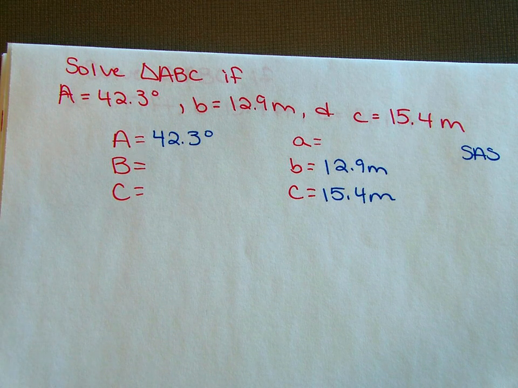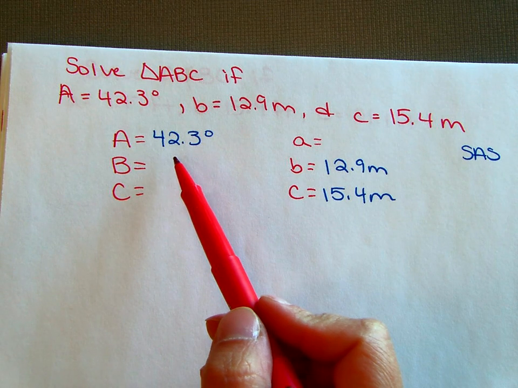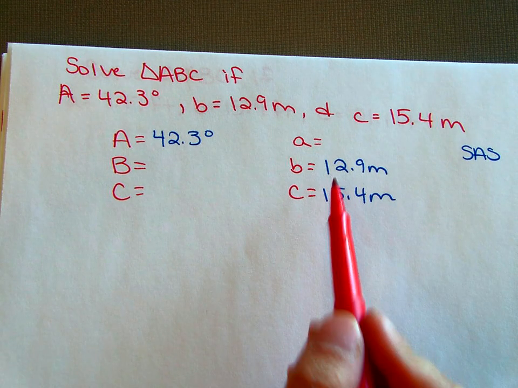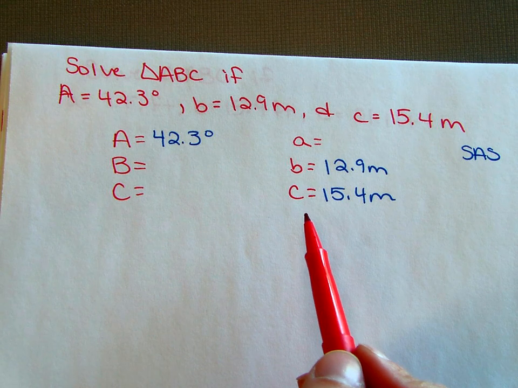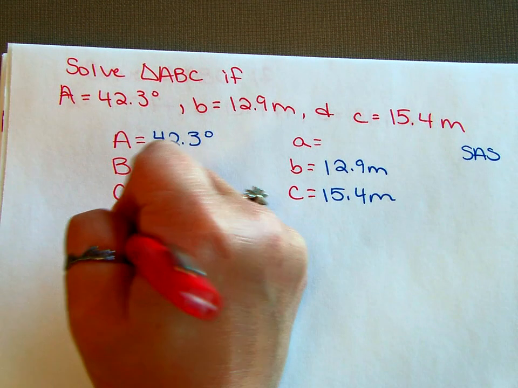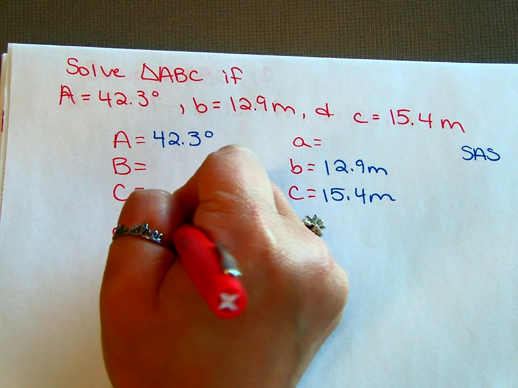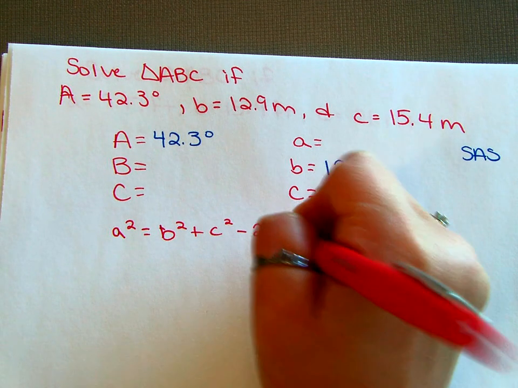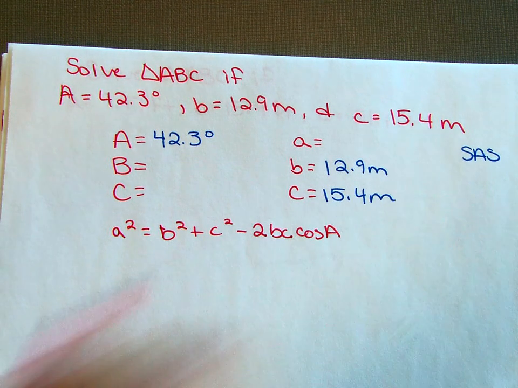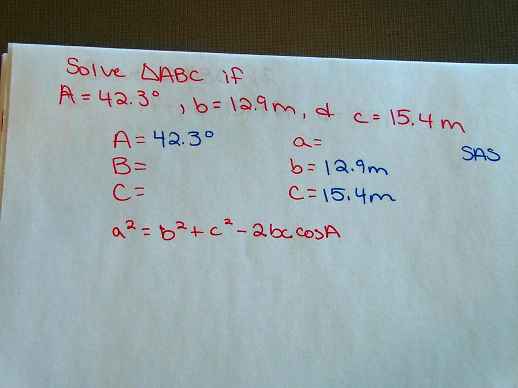So what's the one angle they gave us? Well, it's angle A. And they gave us side B and side C. So we can actually use the law of cosines, A squared equals B squared plus C squared minus 2BC cosine A, to help us find the side length A, because we know B, we know C, and we know angle A.